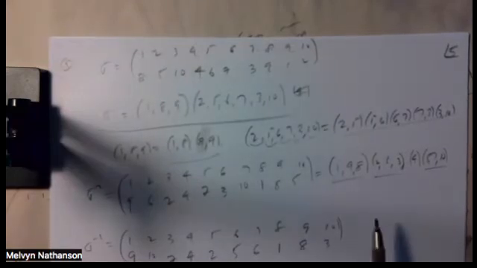So this is sigma inverse, and it is a product of disjoint cycles. 1 goes to 9, goes to 8, goes back to 1. 2 goes to 10, goes to 3, goes to 7, goes to 6, goes to 5, goes back to 2, and 4 just goes to 4.